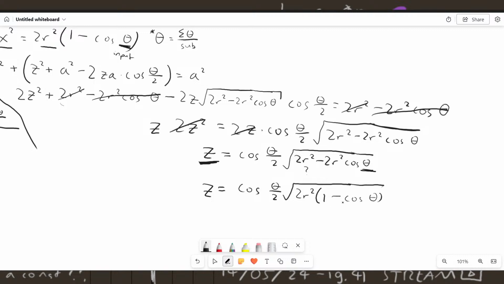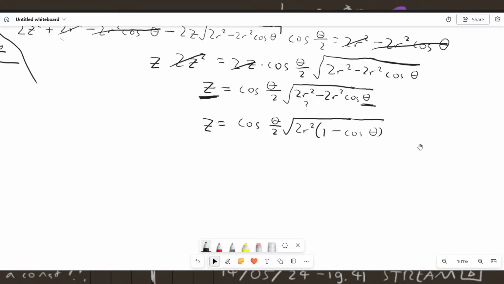Okay, I think it can be turned into something like a sine. Oh wait, no, or like a cosine thing. Hopefully not. Anyway. So r squared, so the r goes out. So we can go z equals r times cosine theta over 2 of square root of, so r squared goes out, 2 is still there, so 2 minus 2 cosine theta. There it is. Oh my god.